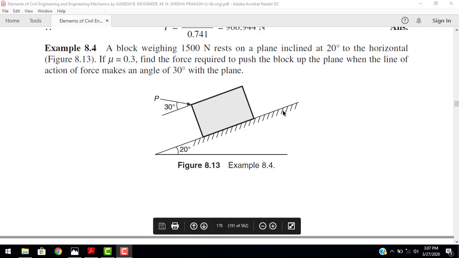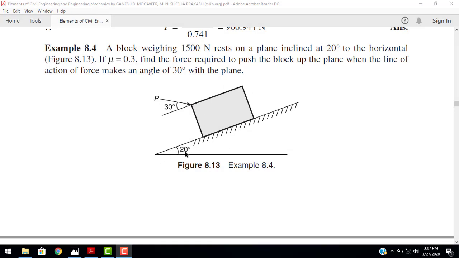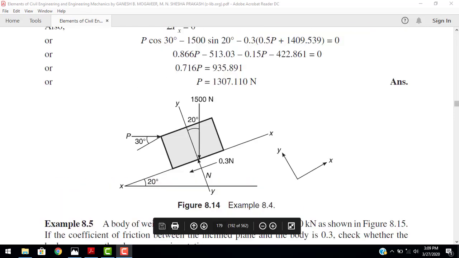He says that a block has been placed on an inclined plane. This is inclined at an angle of 20 degrees to the horizontal. The force is applied to this block so that the block tends to move in the upward direction, and this force is inclined at an angle of 30 degrees. Now the problem will be solved in the same procedure as we solved in the case of impending motion, but we need to be very careful while considering the value of P while applying the condition of equilibrium.